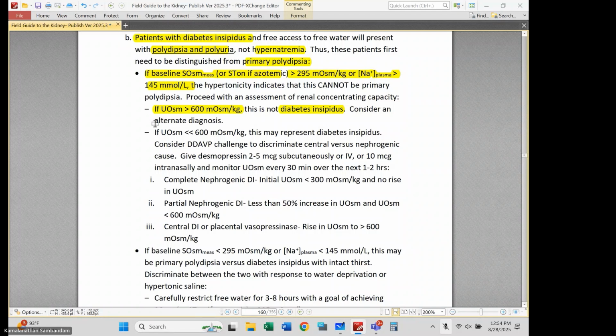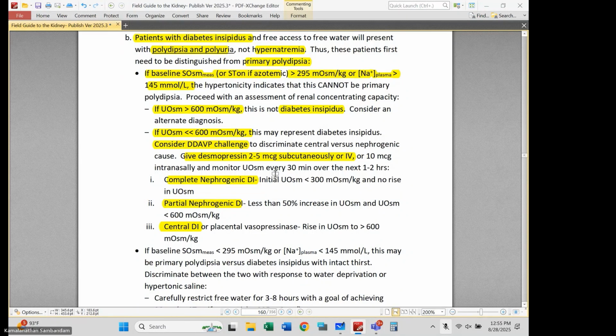Okay. Now, of course, if I have a urine osmolality which is not maximally concentrated, that's when I'm considering a patient might have diabetes insipidus. We may want to consider DDAVP to discriminate whether this is central or nephrogenic. Here's a protocol that one might use, okay? And then a patient will be evaluated based on their response in urine osmolality to that exogenously administered desmopressin.